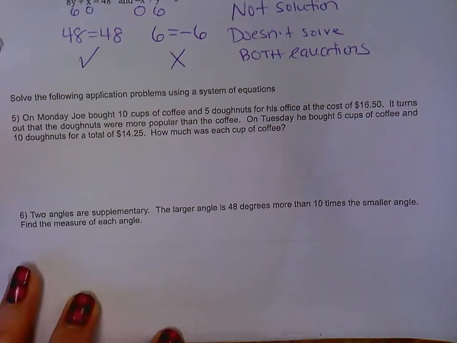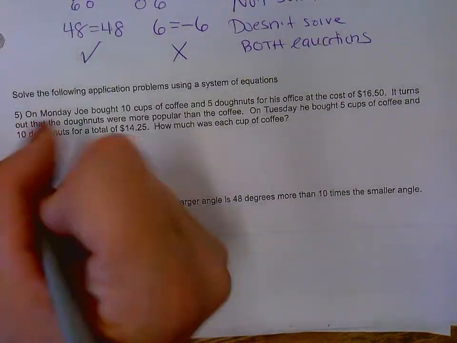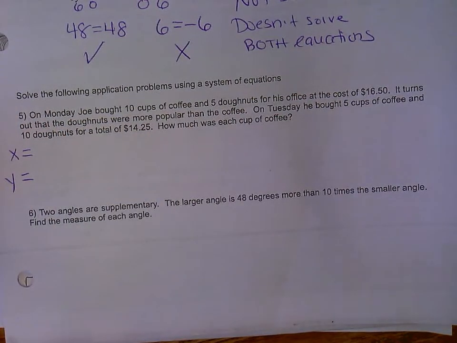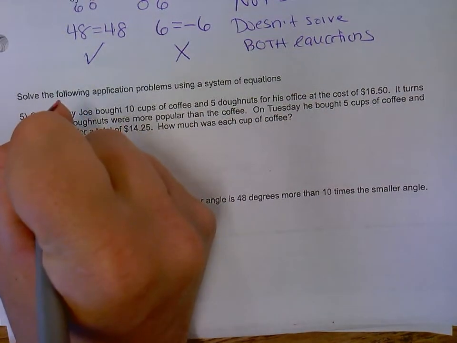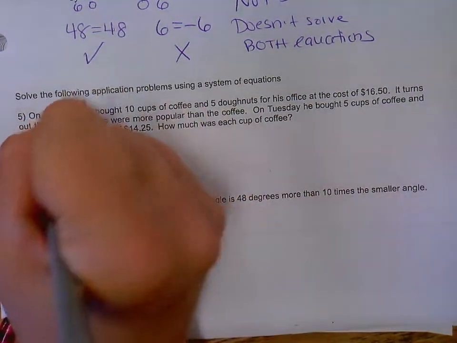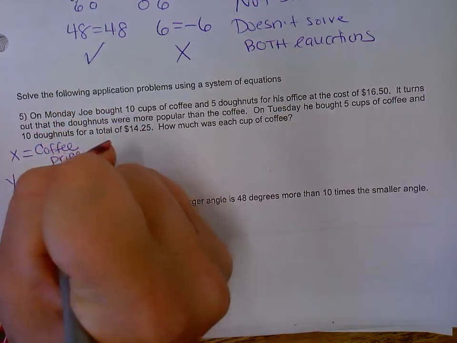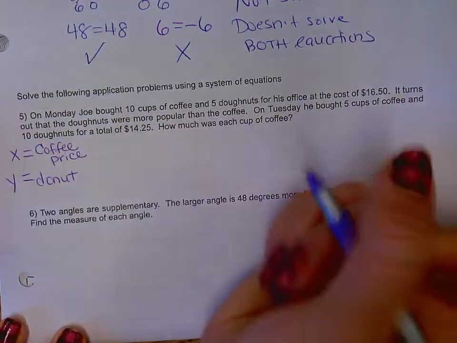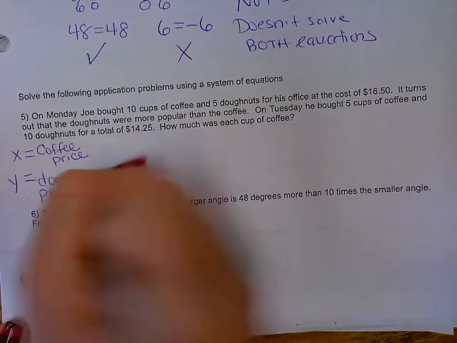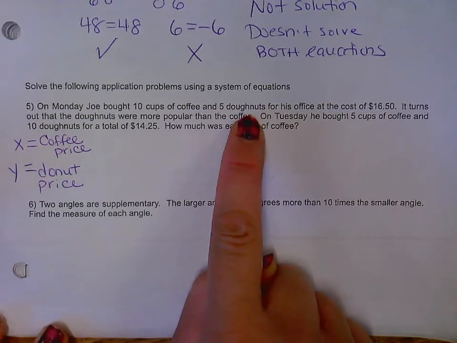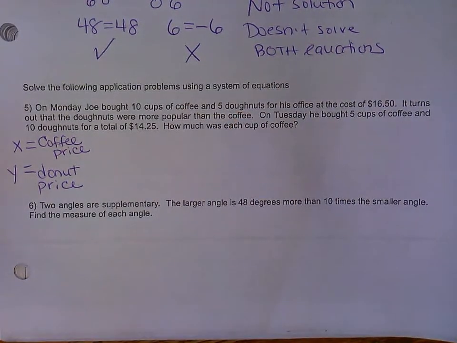So our first step is, what do we want X to represent and what do we want Y to represent? So let's say that X is our coffee. We want to know how much, so it's really the coffee price, and Y will be the donut price.